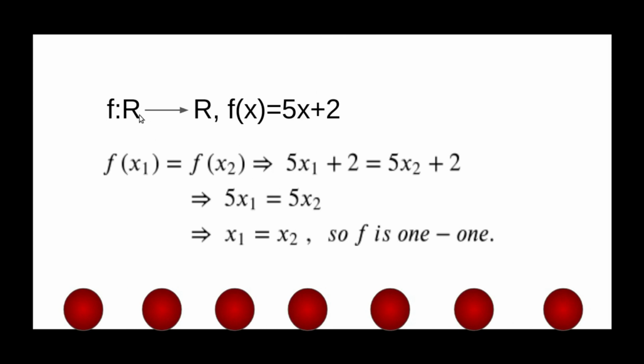f from R to R, set of all real numbers to set of all real numbers, given by f of x equal to 5x plus 2. Now take f of x1 equal to f of x2. Replace x by x1: 5x1 plus 2 equal to 5x2 plus 2. Subtracting 2 from both sides, we get 5x1 equal to 5x2. Divide both sides by 5, we get x1 equal to x2. So f of x1 equal to f of x2 implies x1 equal to x2. So the function is one-one function.